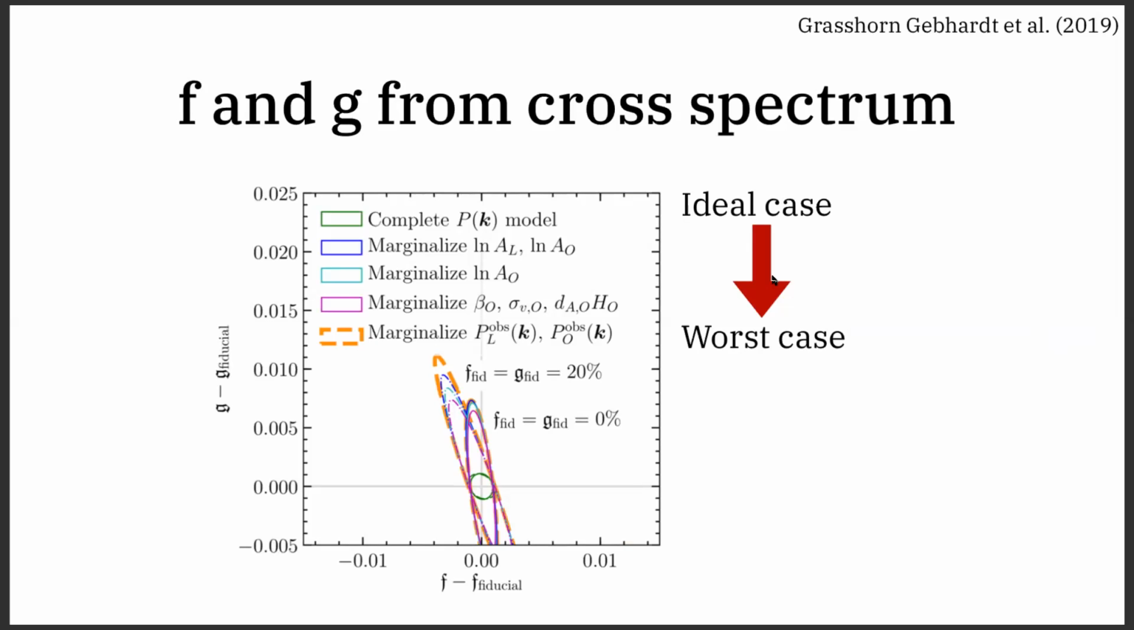Okay, so here I put the contour in f and g plane. How accurately can you measure this contamination fraction? And this is the best case, the green circle. That's a complete knowledge of power spectrum is assumed. But if you don't know about amplitude and redshift space distortion, then you of course increase the ellipse. But generally, these are 1% in f, and this is 1% in g. So you can measure f and g within 1% accuracy.